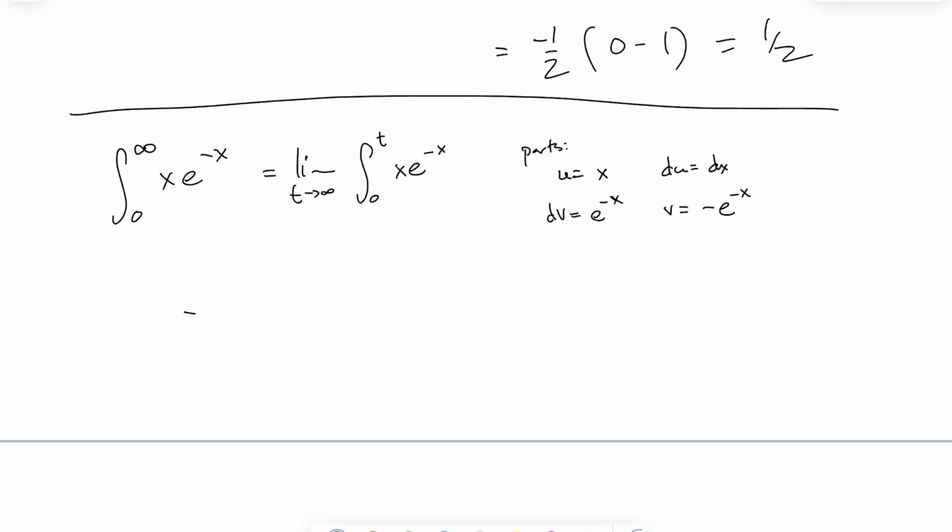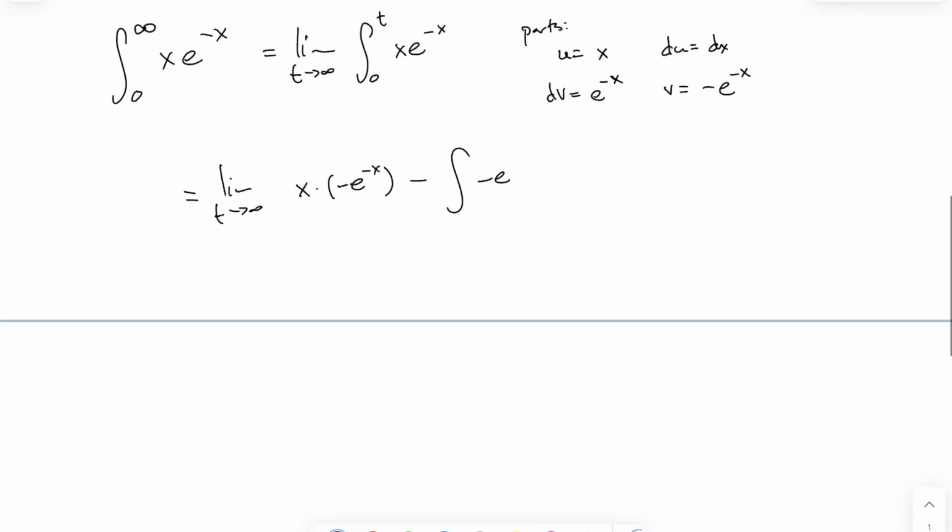And we do it. So we go limit, t goes to infinity. And it is the parts formula, I hope everyone remembers, uv minus integral v du. So that's u is x, v is minus e to the minus x, minus integral v du. V is minus e to the minus x, and du is dx. All right? That's my parts. We can, I suppose, simplify ever so slightly. I have that minus minus. Those can just become pluses.